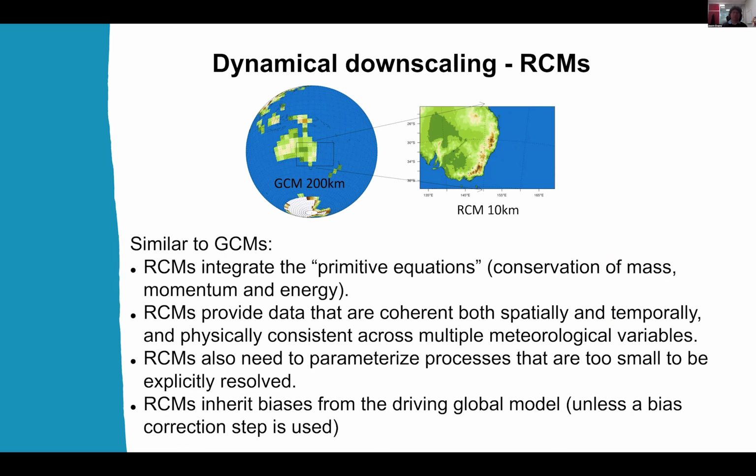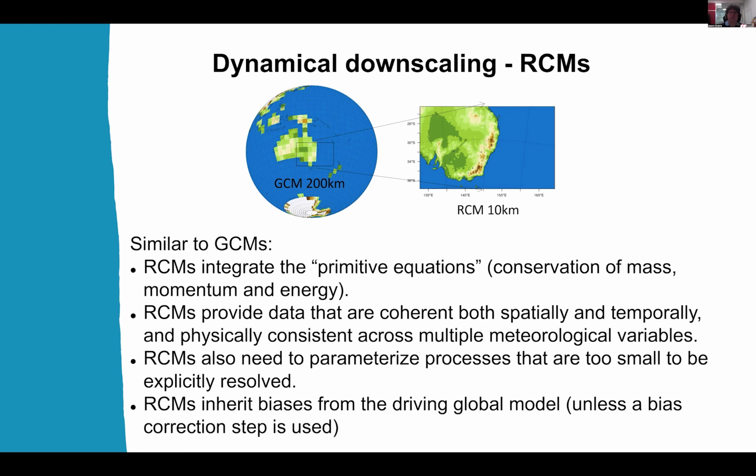So what's the difference or what's similar between regional and climate models? Okay, so we already talked a little bit about this. There's a lot of similarities to global models. We are solving all the primitive or fundamental equations, so the conservation of mass, momentum, energy, all the stuff that I talked about at the start. They're solving all of these equations on the model grid, and so they're coherent in space and time, and they're physically consistent across all the meteorological variables that we're tracking and moving and adjusting in the model.